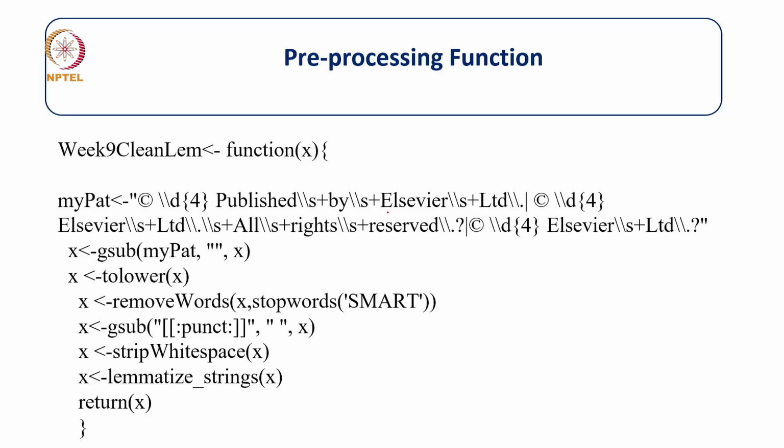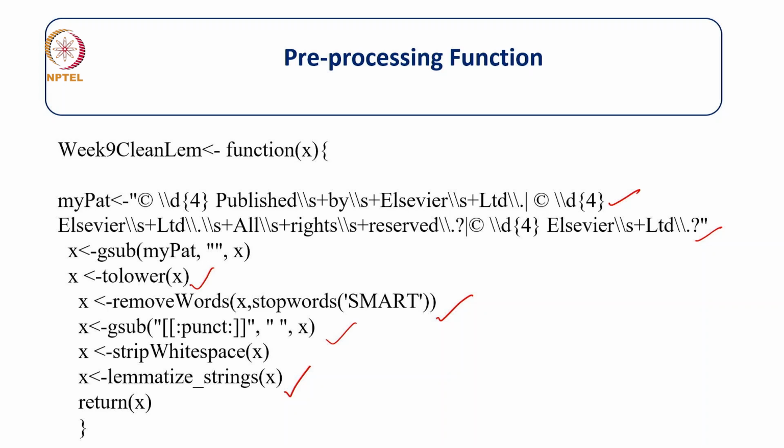So what was that function? We have multiple operations, and in this particular example we have taken lemmatization, and if you are doing stemming, instead of lemmatization you can do the stemming. Initially we removed the string called "published by Elsevier Limited, all rights reserved, and Elsevier Limited". Then we transformed the case of the text to lowercase. After that we removed the stop words, and then we removed the punctuation using the gsub function.